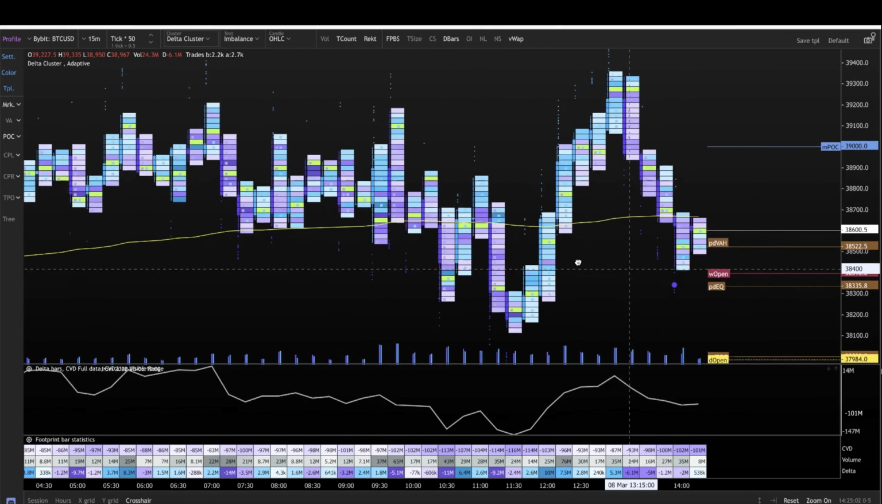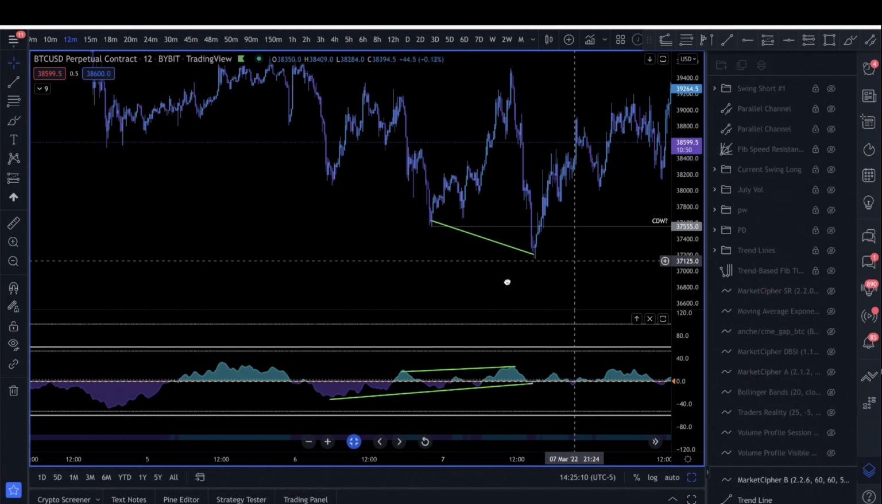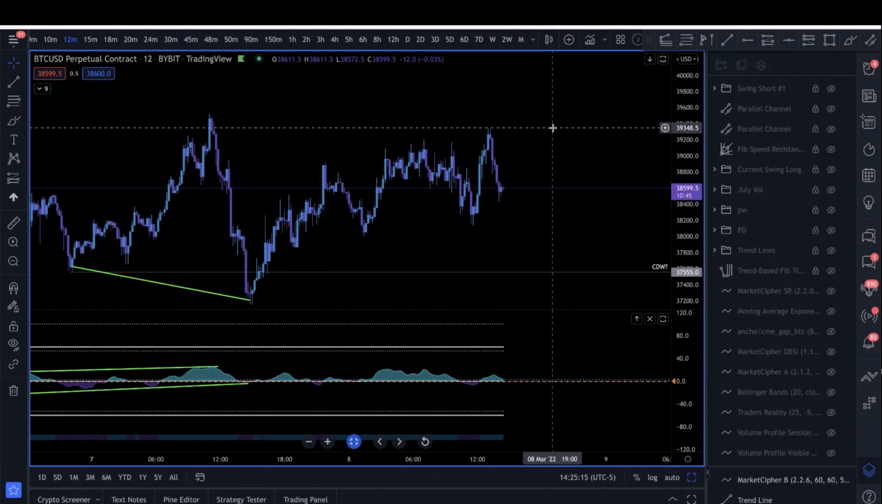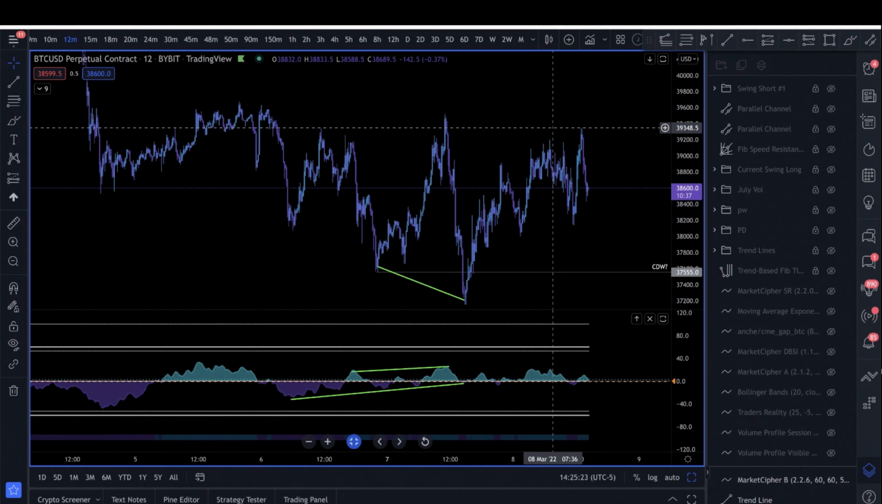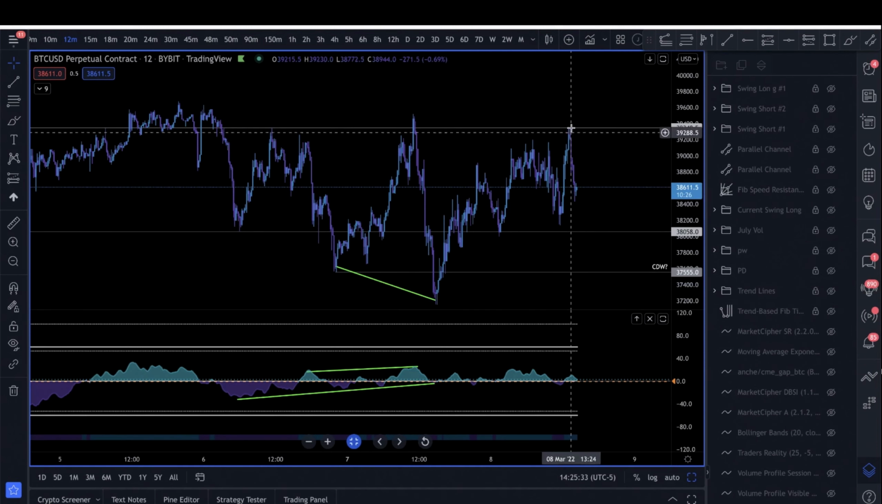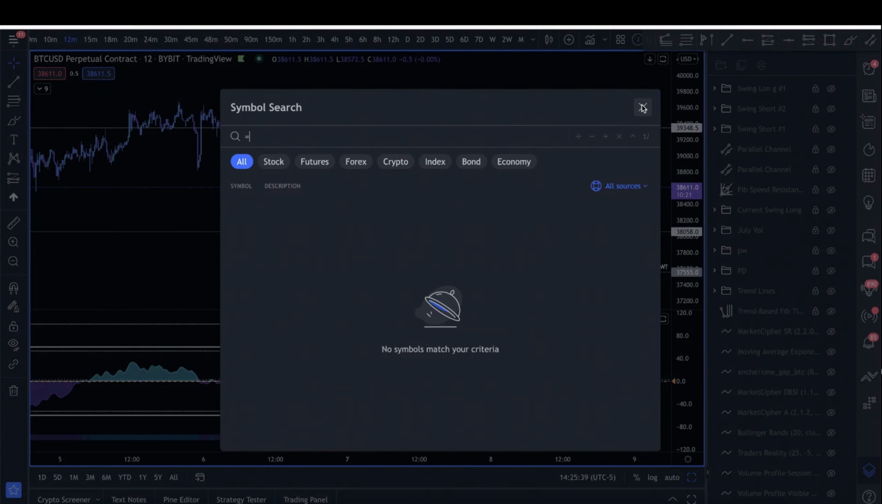And I want to talk about the short that I actually just took from up here, because this one was a little bit different, okay? This one right here, we can see that we had come up to a very important level, which was basically just the high of this range, right? We've literally been kind of trading in this range in general, and we came up to the high. Now, let's take a look at what was happening with the order flow as we came up to that high.